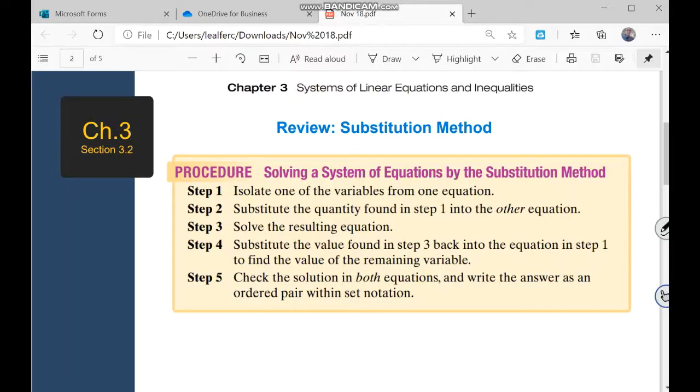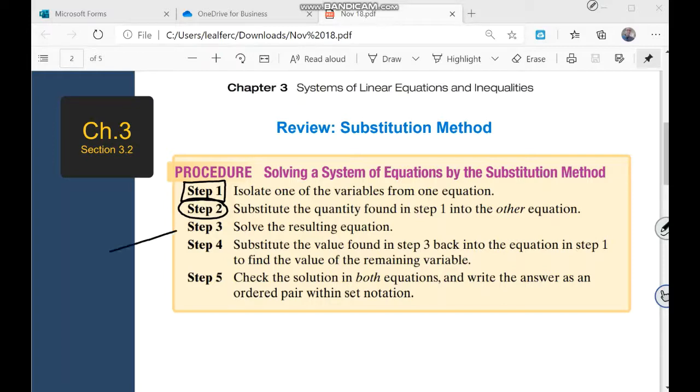We are working on substitution methods, and this is the procedure. Remember, we worked on Monday on step number 1. We completed step number 1, that is to isolate one of the variables from the equation. And yesterday we worked on step number 2, to substitute the quantity found in step number 1 into the other equation. So we did this yesterday and before yesterday, right?